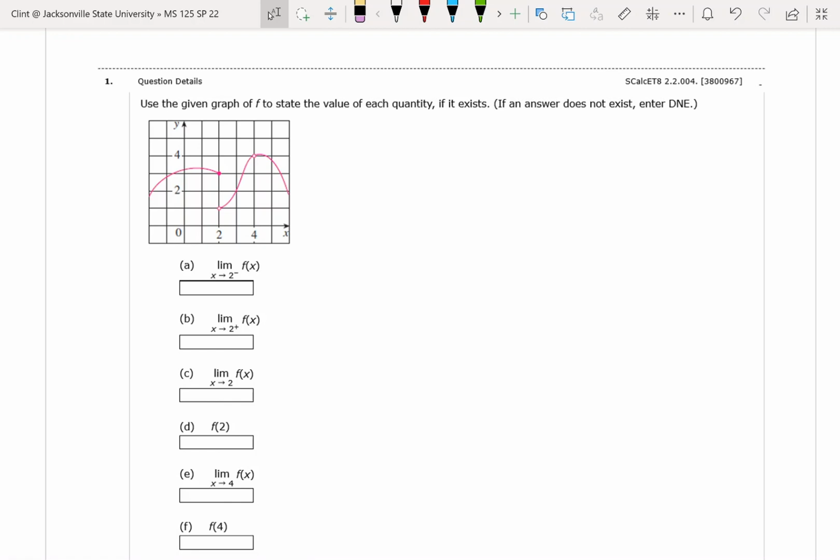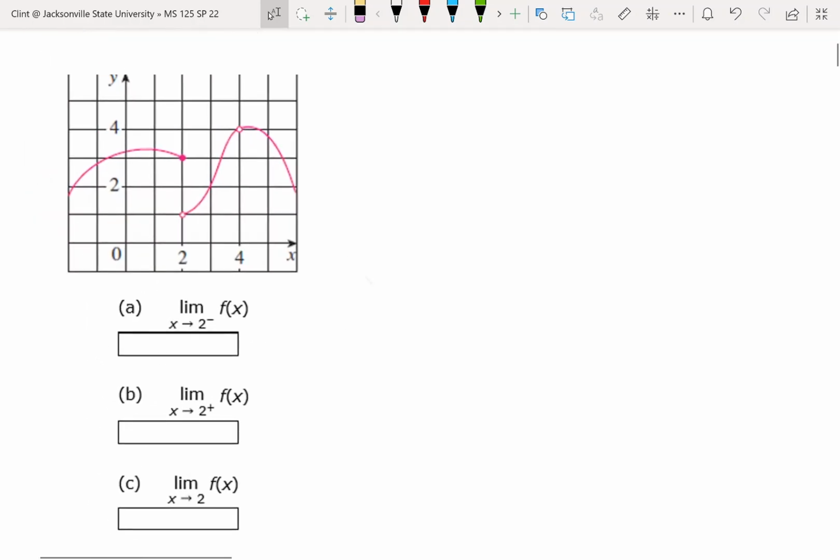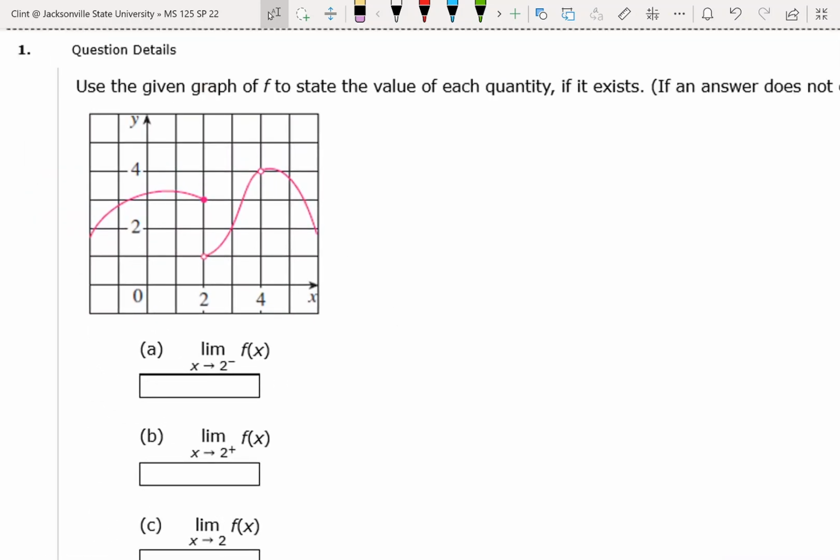Number 1. It just asks us to find these limits by looking at the graph. The first one is the limit as x approaches 2, and then we have the little minus sign by the 2. So which direction is that? Approaching 2 from the left. Okay, so if we come in approaching an x value of 2 from the left, what does our limit look like on that one? 3. Okay.